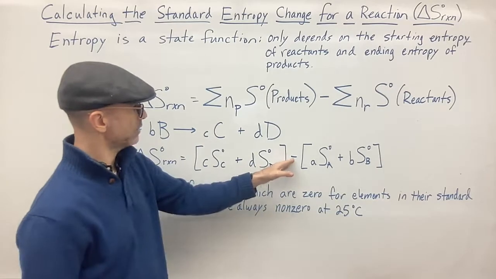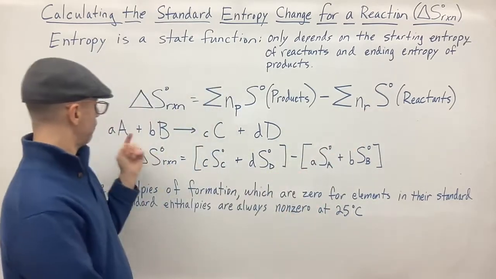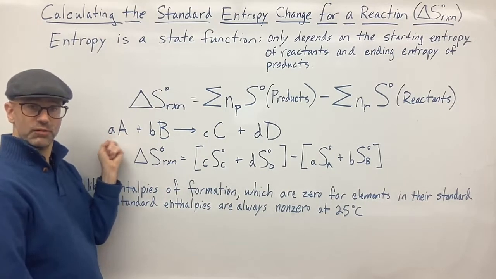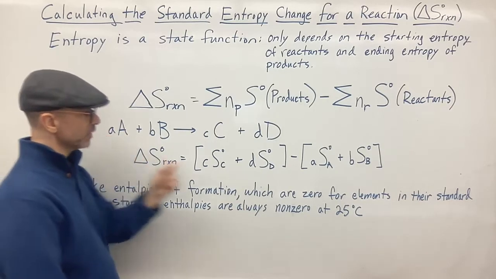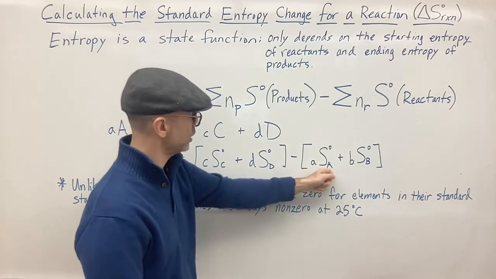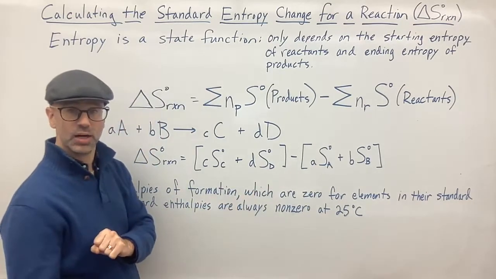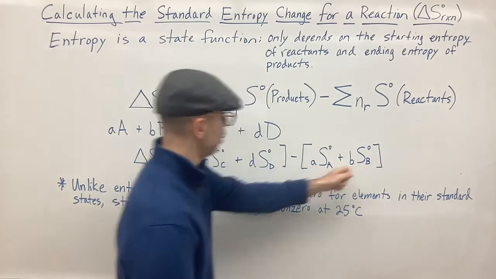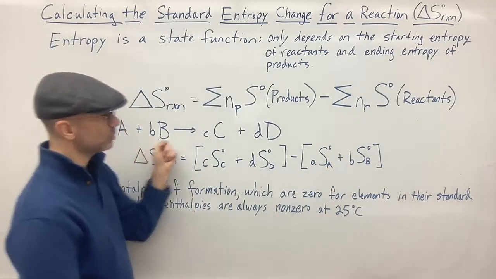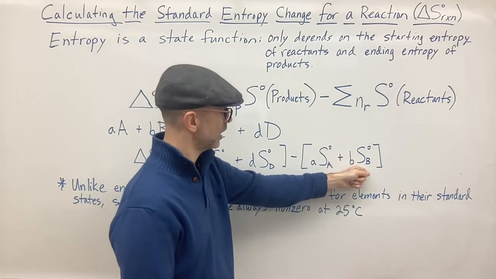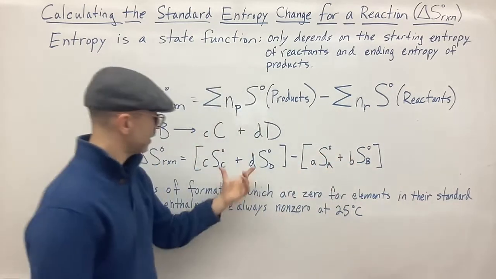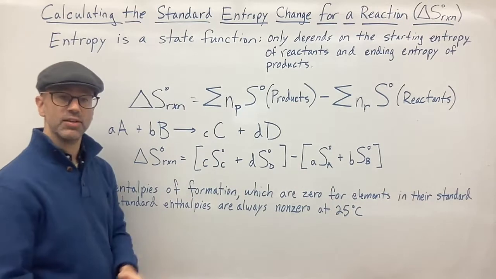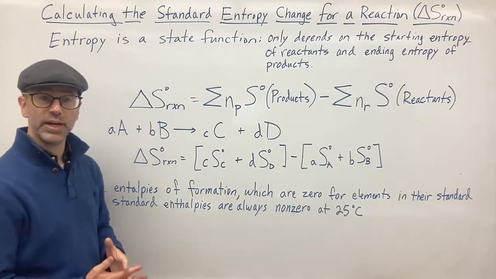And then I'm going to subtract the same for my reactants. So I have reactants A and B. I'm going to take the coefficient from my balanced equation, little a, multiply that by the standard entropy of substance A that I look up in my tables, and then add that to substance B. I take the coefficient for substance B, multiply that by its standard entropy that I look up in a table, and then I add those together. It's the sum of the products minus that of the reactants. And that would give me the standard entropy change of the reaction.